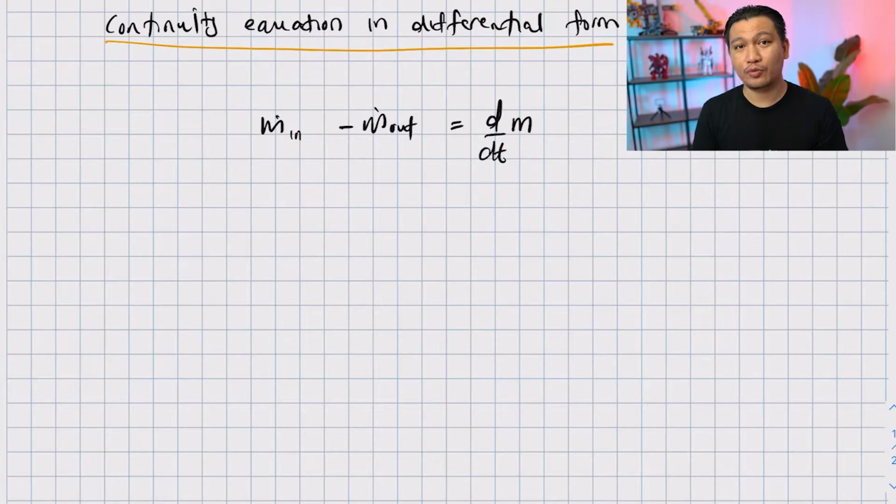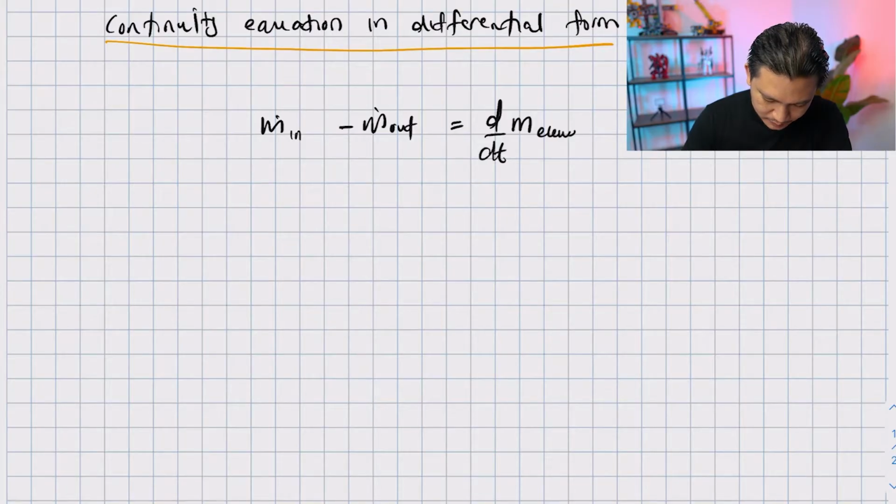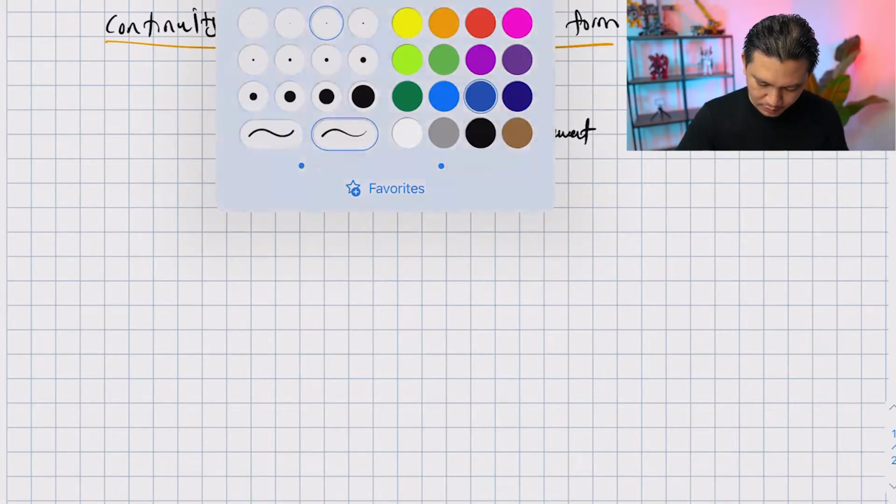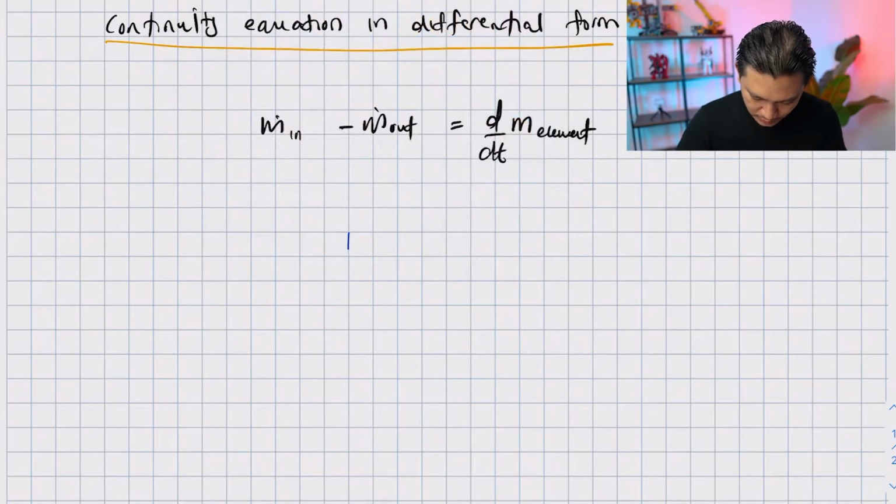And because our volume in differential form is very small, we're going to call it an element. So this is m element. And now let's draw that particular element. I'm going to use blue here. So let's say that this is your element.